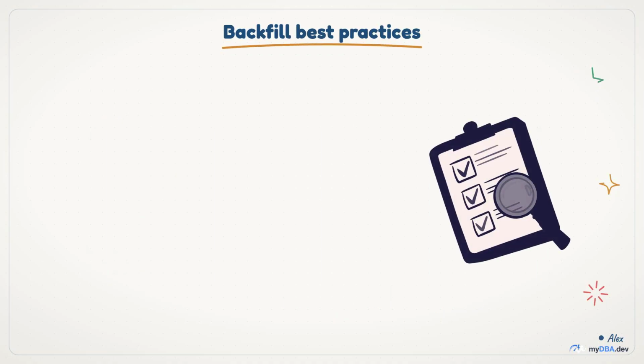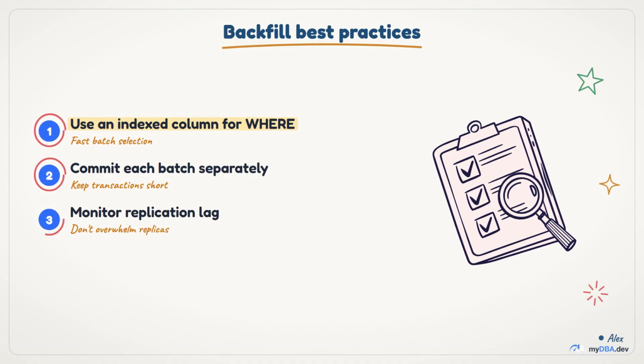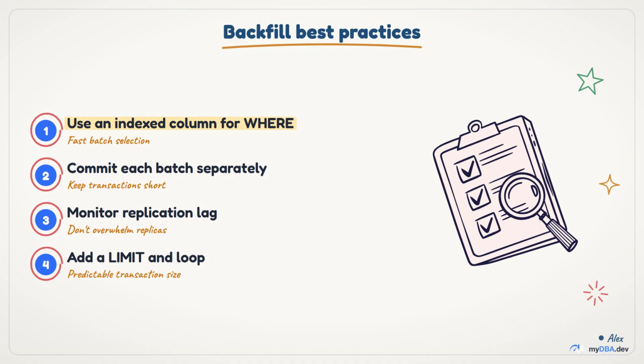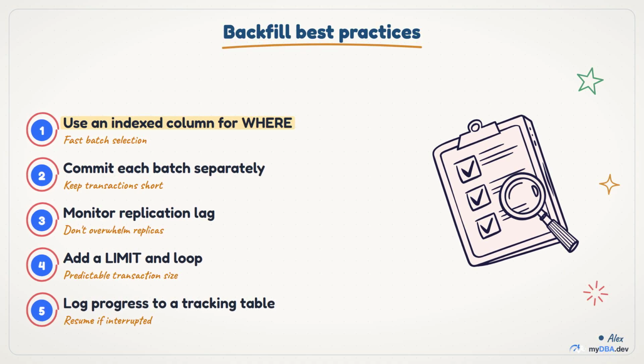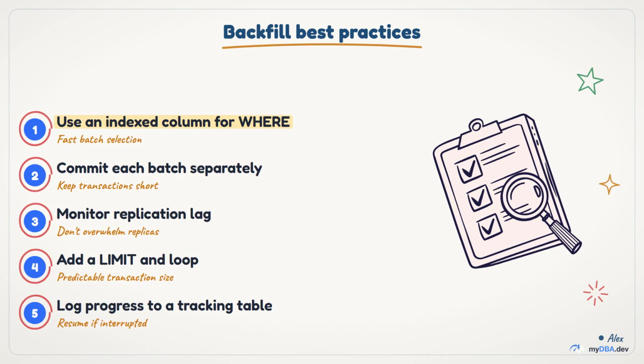A few things to watch. First, make sure your where clause uses an index column, typically created_at, so Postgres can find the batch quickly. Second, commit each batch in its own transaction so it completes fast.